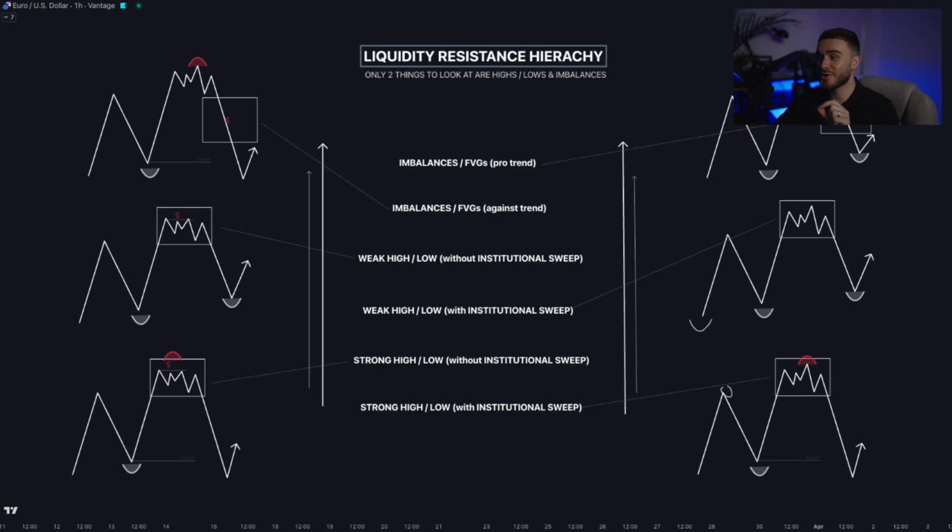And here it is, the liquidity resistance hierarchy. This video is going to be very simple. We're going to build up in stages and we're going to get to the point where we fully understand this roadmap, because if you do, it will make your understanding so much clearer as compared to all the other SMC and ICT traders. So we're going to build up into it.